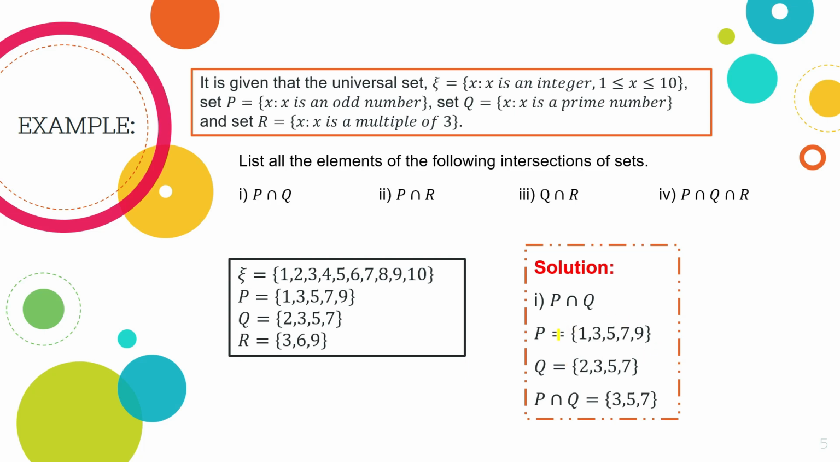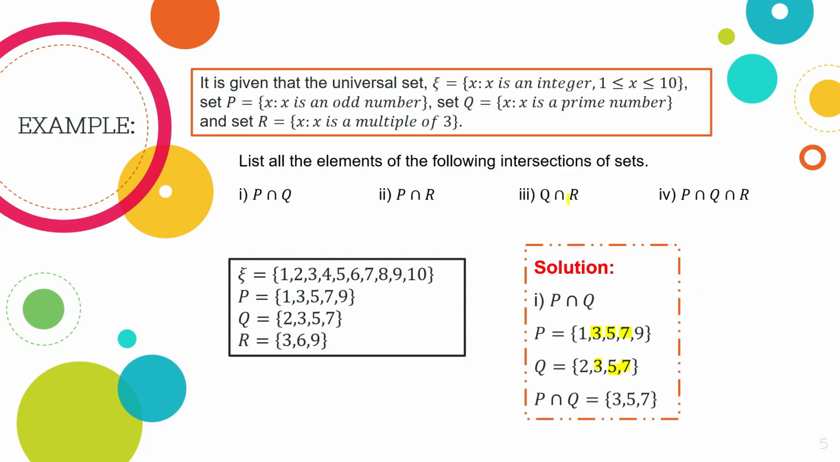Then we find the common elements from both of these sets. Okay, from sets P and Q, the common elements are 3, 5, 7. Okay, 3, 5, 7 are contained in both of these sets. So P intersect Q is 3, 5, 7. Okay, these are the elements in P intersect Q. This is how you solve this question.